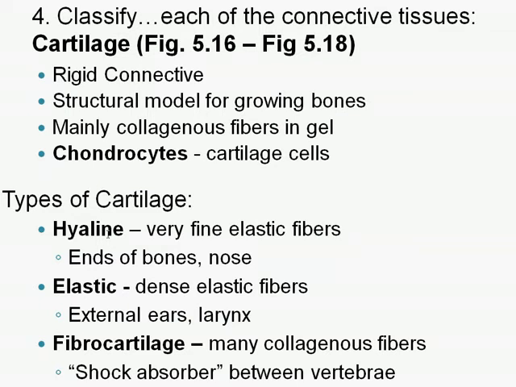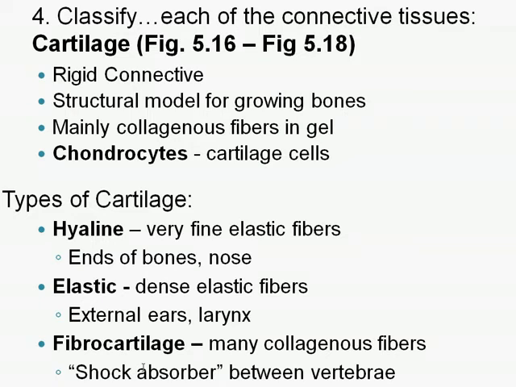But here are the three different types. Hyaline cartilage is really fine, thin. It's found at the ends of bones. It's found in your nose. Elastic cartilage is a little more dense. It's the external part of your ears. So a little bit thicker material. And then there's fibrocartilage, which is made of a lot of collagenous fibers. It's really dense, and so this forms a good shock absorber.